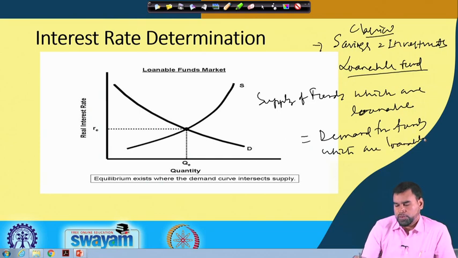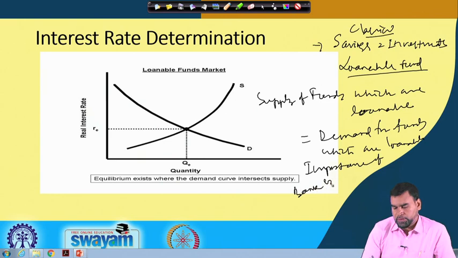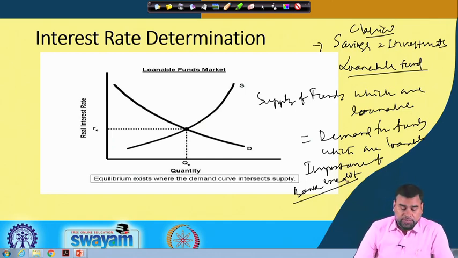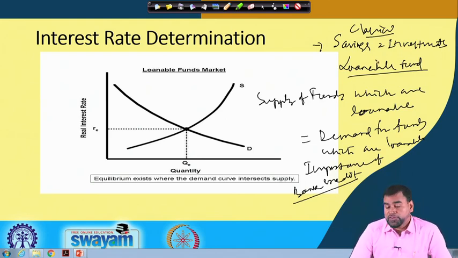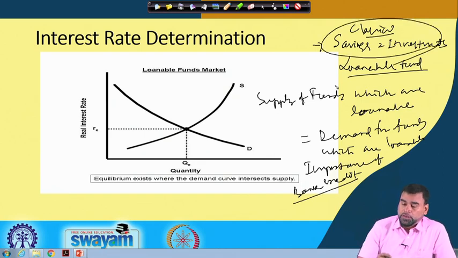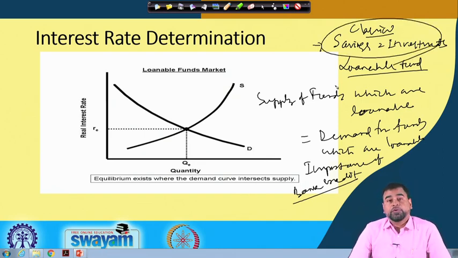And another thing is the importance of bank credit, which was discarded by the classical theory. So, these are basically the 2 major things we have observed, which deviate from the classical theory. That is why this loanable fund theory is more practical, people argue, and this gives a better idea for the determination of the interest rate.